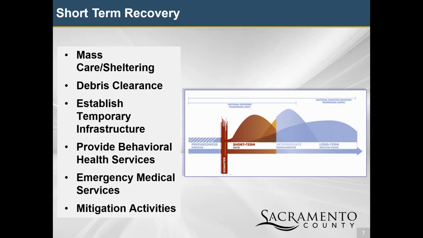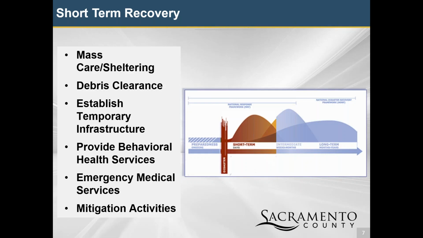Short-term recovery is days into weeks. Some of the examples are mass care sheltering, which includes provisions to integrate mass care and emergency services. Debris clearance: you've got to have the initial focus on clearing the primary transportation routes, because the emergency services personnel have to get to where they need to go to help and aid other people. Business: establish a temporary and interim infrastructure to support business before reopening.